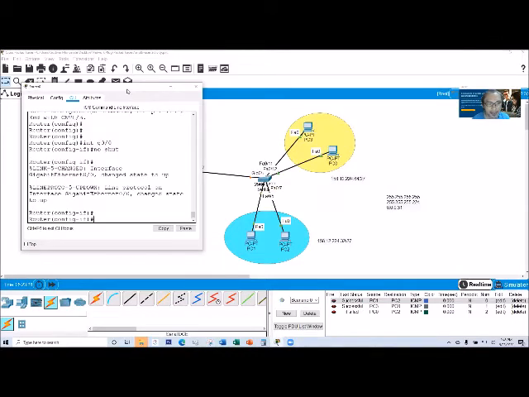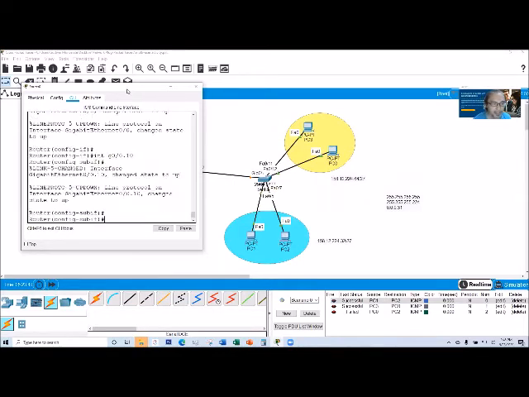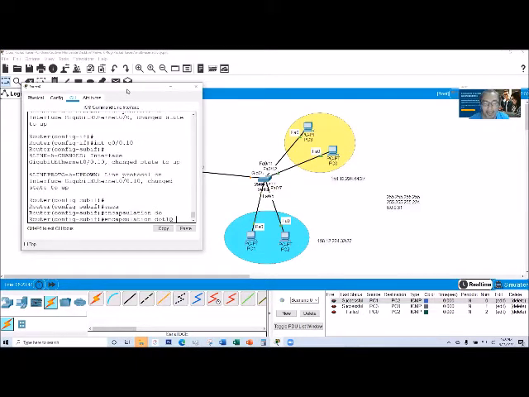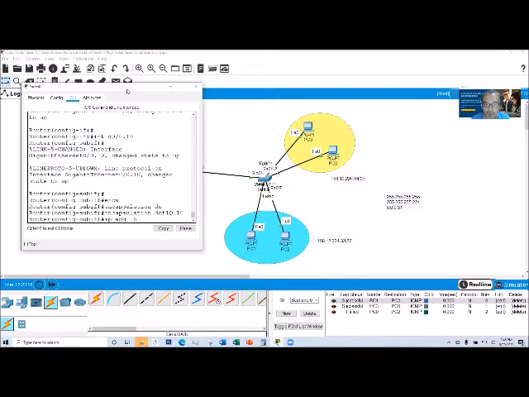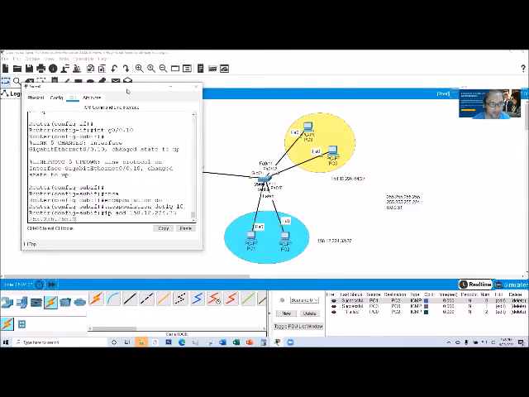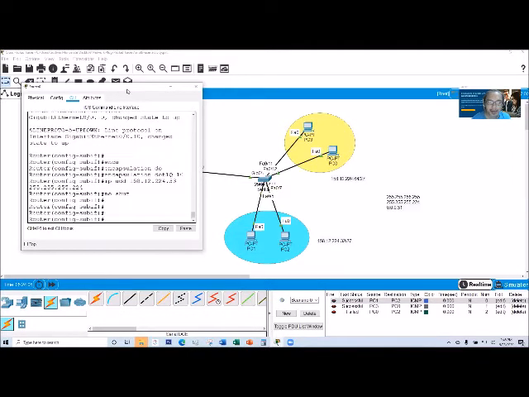Then we create sub-interfaces for each VLAN. So we have G0/0.10, because this is VLAN 10, and VLAN 20. For 10, we give the encapsulation dot1q, using the same number as the sub-interface, 10. So ip add 158.12.224.33, 255.255.255.224. No shut. Then we do the same for the other subnetwork.